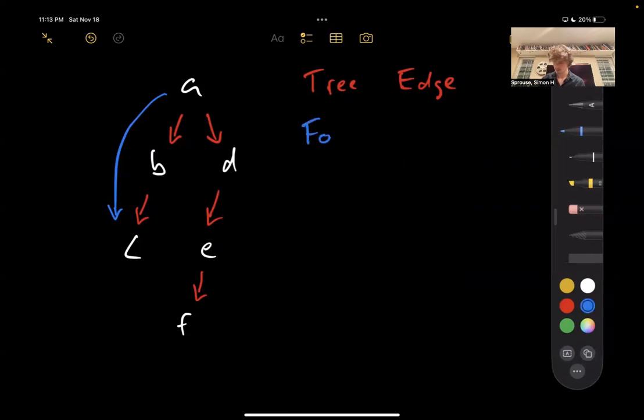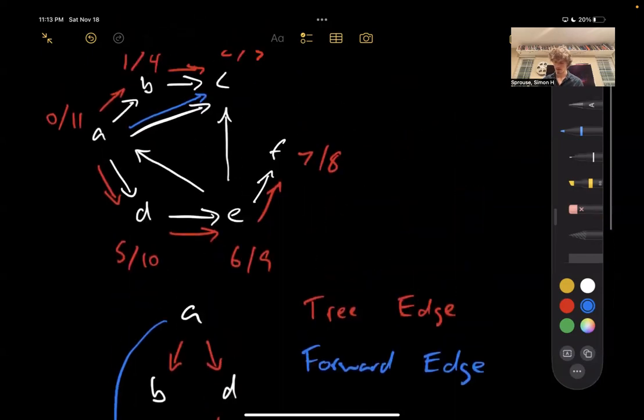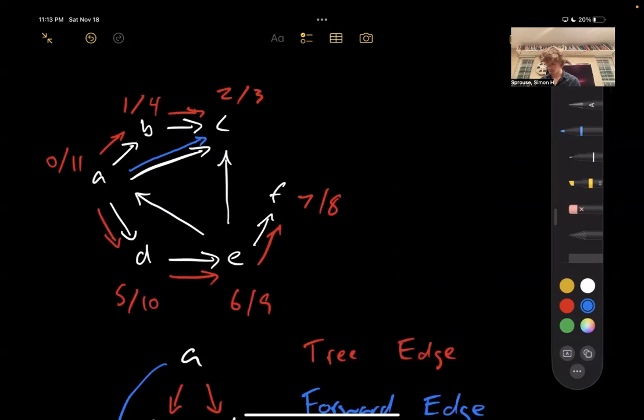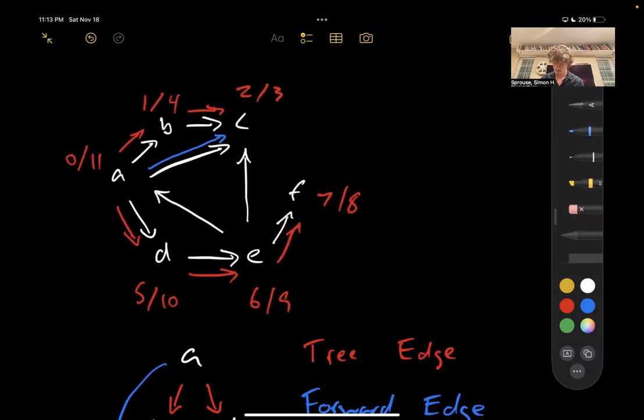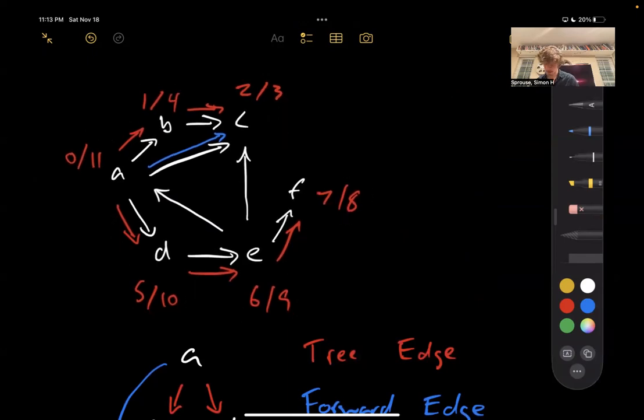Forward edge. So that's two of the possible types of edges. Let's see, what else happened? Let me move this a little bit more to the center. So the next type of edge that we just ignored was this one, from E to A.